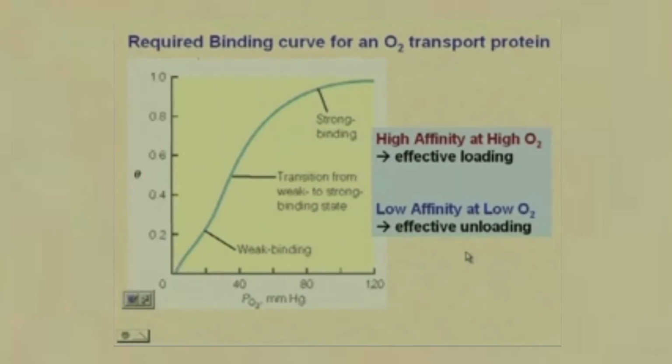So that is the optimum that hemoglobin can do. It will bind strongly and release strongly, depending on the partial pressure of the oxygen. It binds in a sigmoid fashion. It has high affinity at high oxygen, because you want efficient binding, effective loading. It has low affinity at low oxygen, so you have effective unloading of the oxygen.